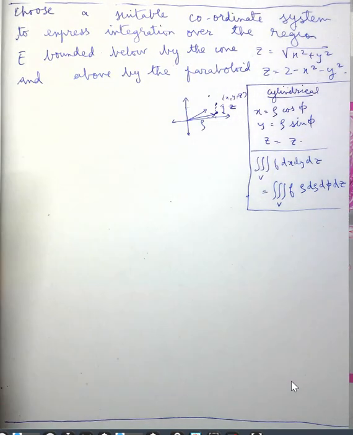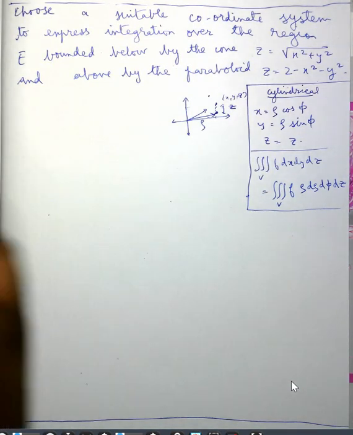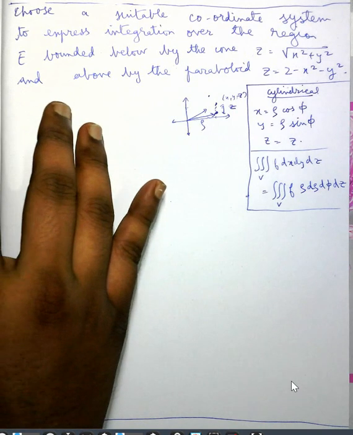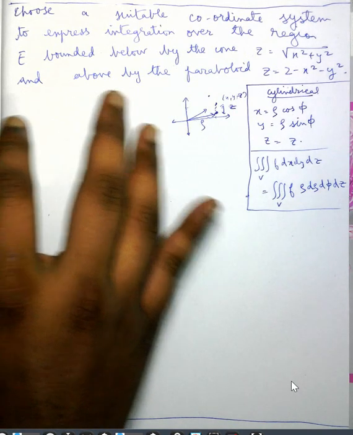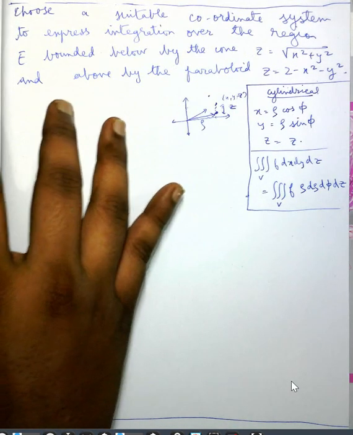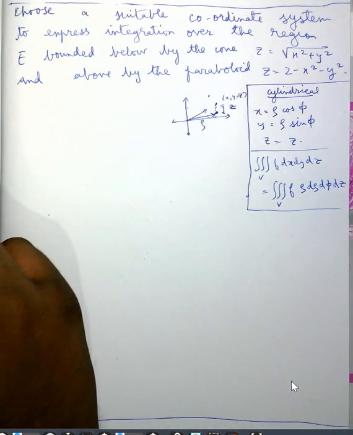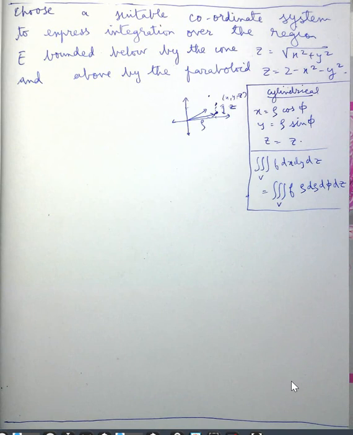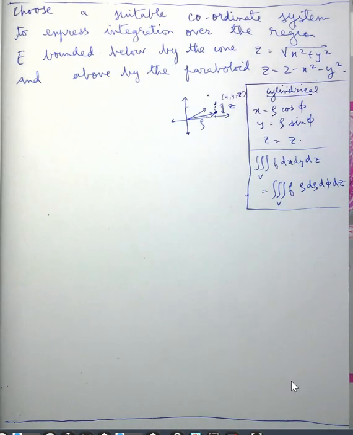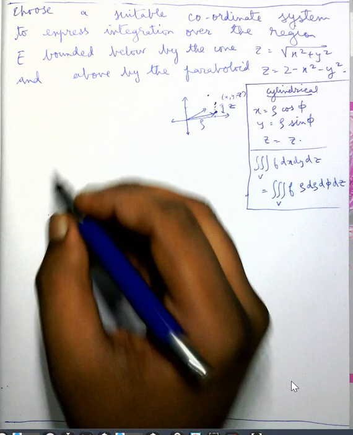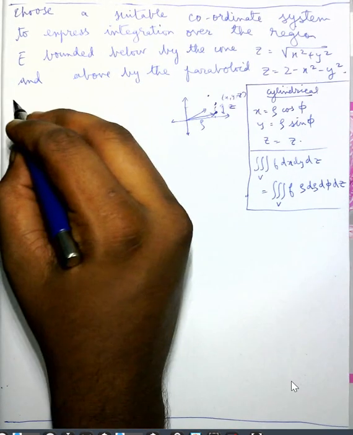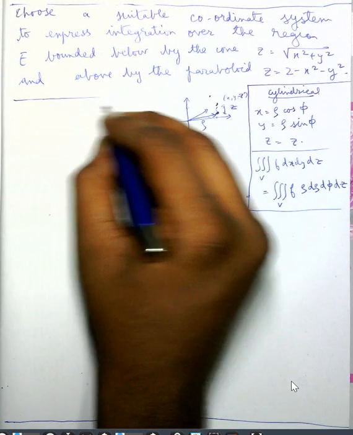Suppose we have the following question, that we want to choose a suitable coordinate system to express integration over the region E that is bounded below by this cone z equal to root x square plus y square and above by the paraboloid z equal to 2 minus x square minus y square. Always remember, before solving such a question you want to draw a diagram.